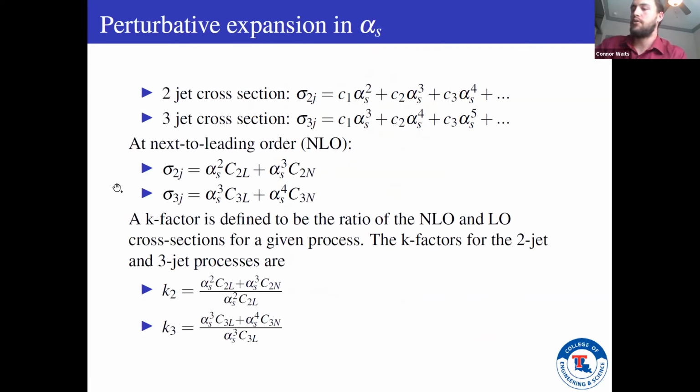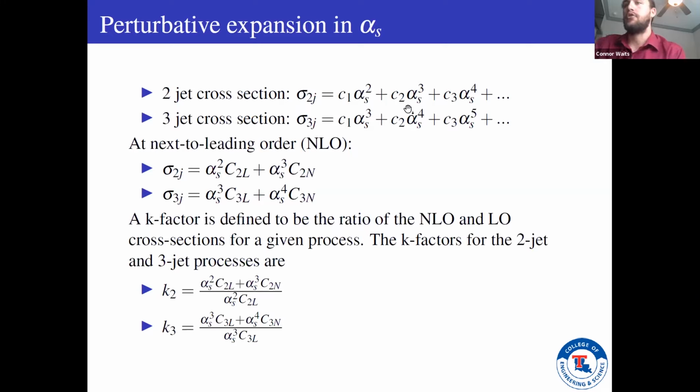So we calculate the cross-section experimentally by adding up the total number of a certain type of process that happen over the total number of processes detected. But we get the theoretical predictive value for a cross-section by doing a perturbative expansion in alpha sub s. And so here are the perturbative expansions for the 2 and 3 jet cross sections.